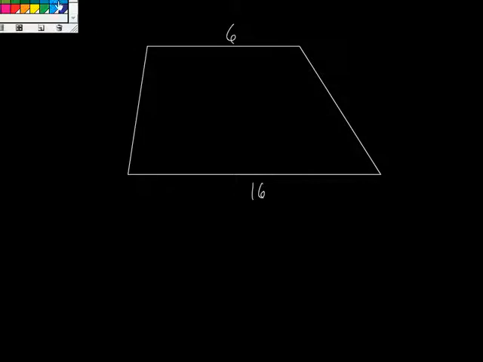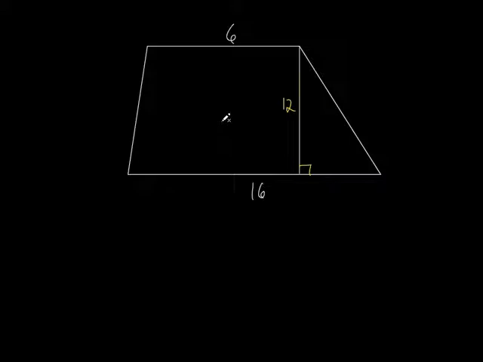They tell you one other thing. I'll do this in another color. They put it as a dotted line, but I'll just use another color to represent this. And this is 12. Now look, it doesn't get any easier than this. This is about as simple and straightforward as you could possibly get on an area of a trapezoid problem. They tell you that it's a trapezoid, so that means these two are parallel to each other.